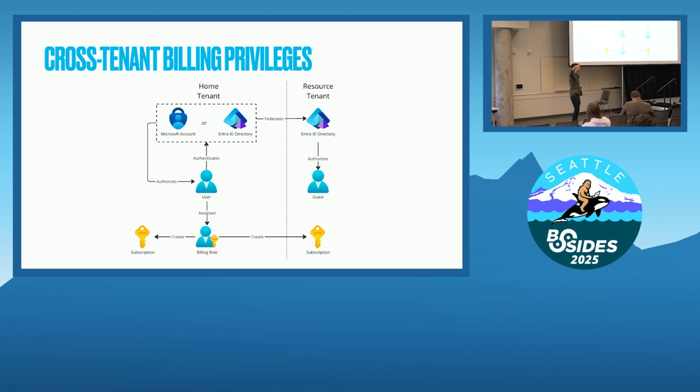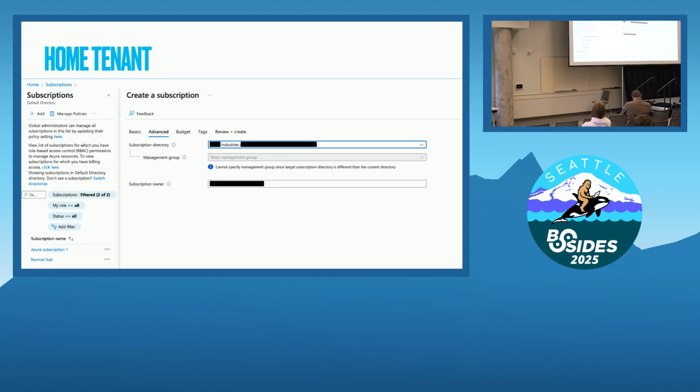If I just try to create the subscription as a guest in the resource directory, it doesn't work. But in my home directory, I have the option to create a subscription in the resource directory. Very confusing. I'll just show you what it looks like. In that home directory, I go to create a subscription, and then under advanced, I can choose the resource directory. You can see at the top left it says default directory. That's my home directory, and then I'm choosing a different subscription directory.